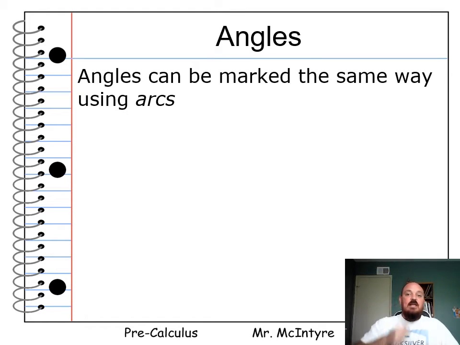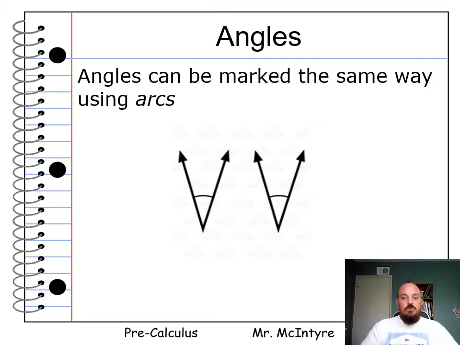All right. So now let's talk about angles. Angles can be marked the same way using what we call arcs. So here's a picture of two angles that are being marked congruent. This thing that you see in them, this thing right here, and this thing right here, I just kind of highlighted it in red. Those are called arcs, and that means they're congruent. If those two angles are both marked with an arc, then that means they're the same, they're congruent.